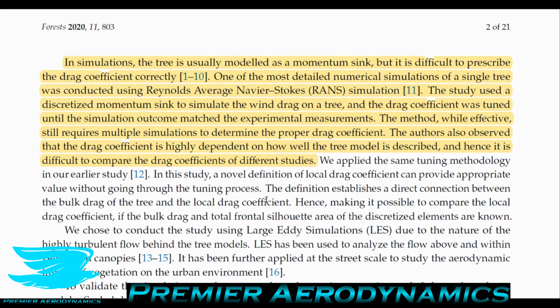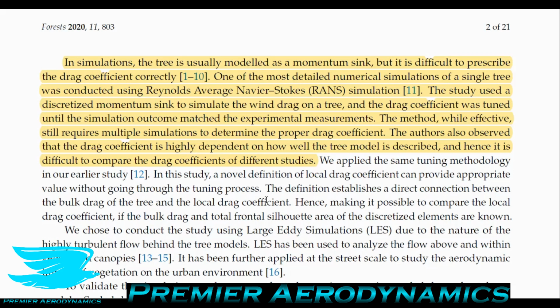And the momentum sink is just, you can think of it as an introduction of a different term, like it changes the force artificially. It's not due to geometry, it's just due to a mathematical term in there. And they say it is difficult to prescribe the drag coefficient correctly with this approach, though.